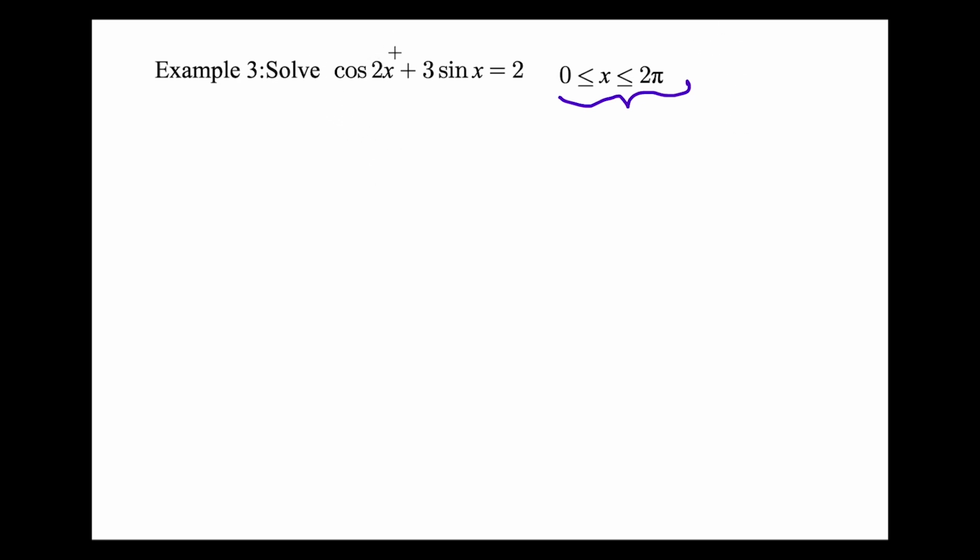So we need to determine which equivalent expression we're going to replace cosine 2x with in order to solve this. So let's think again about quadratics. I have a sine here that I can't get rid of. So let's replace the cosine 2x with the version that has only sine: 1 minus 2 sine squared x.